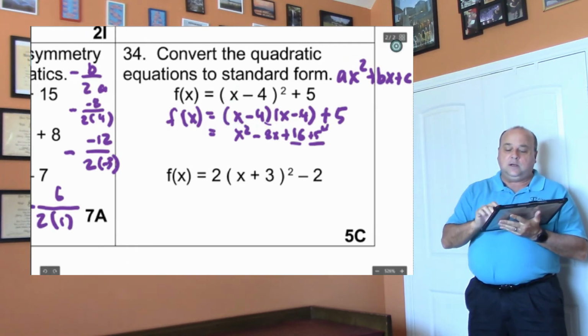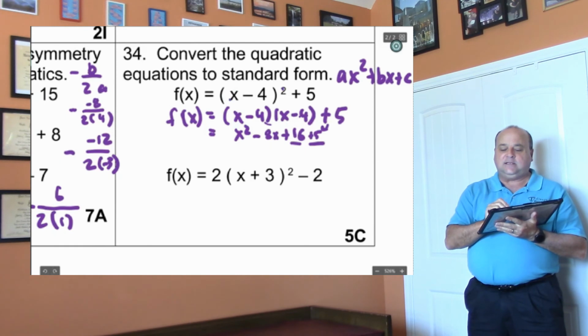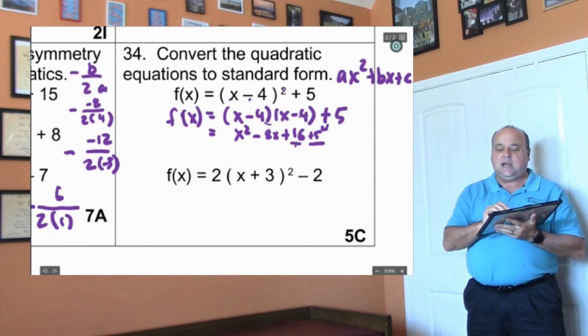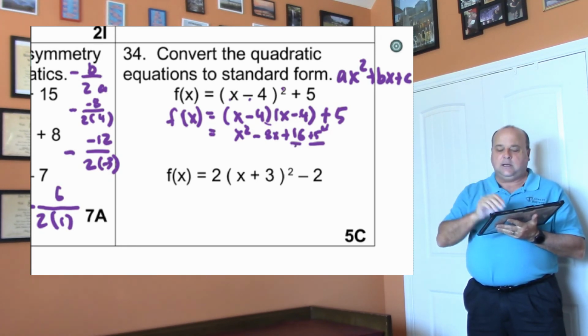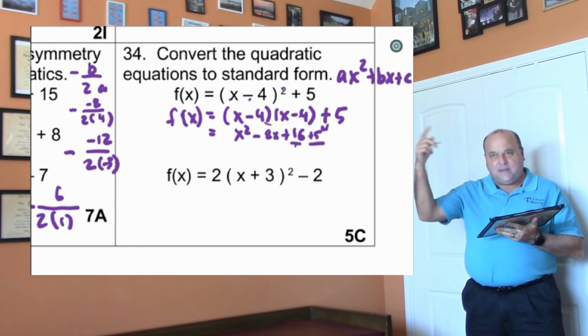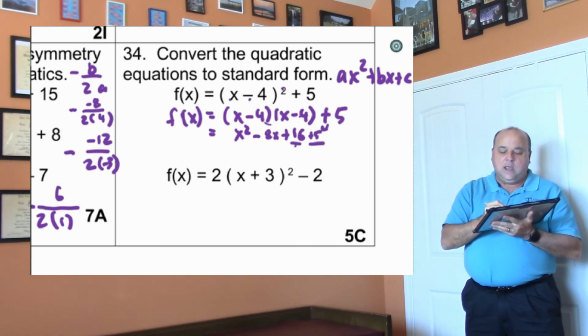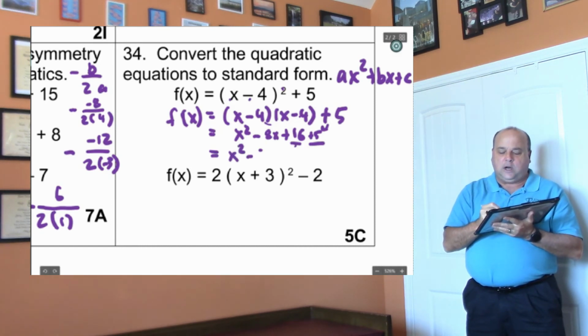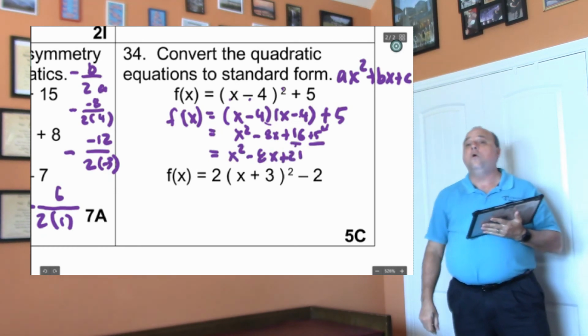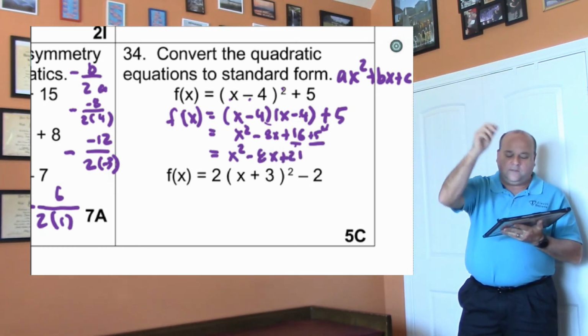The other way to do it, this is a perfect square. X times x is x squared. Negative 4 times negative 4 is plus 16. Then remember, you're going to multiply and double. Negative 4x, double it, you get the negative 8x. That's the quick way of doing it. Now this will turn into x squared minus 8x plus 21. Let's go to the next one.